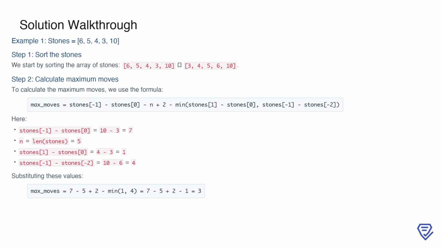The formula for this is max_moves equals stones[-1] - stones[0] + 2 - n, minus min(stones[1] - stones[0], stones[-1] - stones[-2]). Breaking this down, the gap between the first and last stone is 10 - 3 = 7, the number of stones is 5, and the smallest gap on either end is the minimum of 1, from 4 - 3, and 4, from 10 - 6. Substituting these values, the calculation becomes 7 - 5 + 2 - 1 equals 3. So, the maximum number of moves needed is 3.